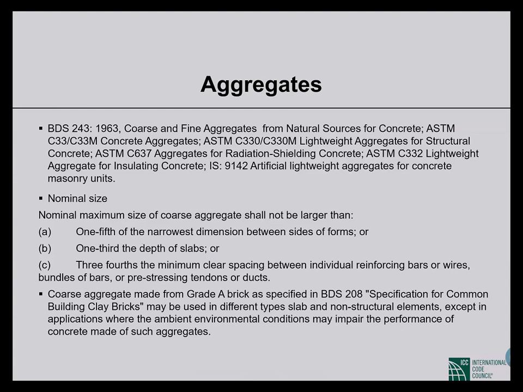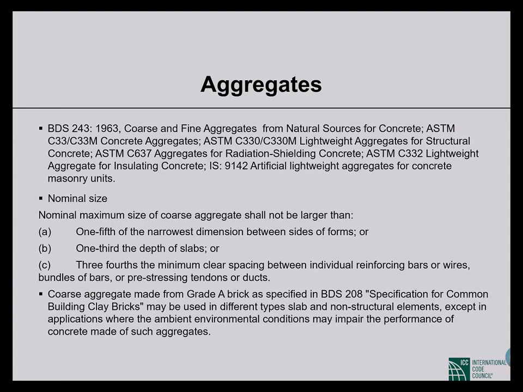Although this is just textbook information, the nominal maximum size of coarse aggregate shall not be larger than 1/5 of the narrowest dimension between sides of forms, 1/3 the depth of slabs, or 3/4 the minimum clear spacing between individual reinforcing bars or wires, bundles of bars, or prestressing tendons or ducts, etc. Which one is the smallest? That will dictate the maximum size of the coarse aggregate.